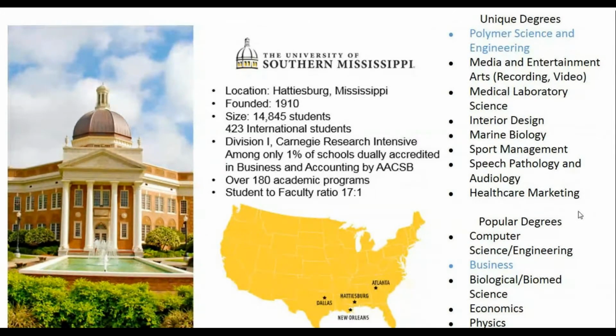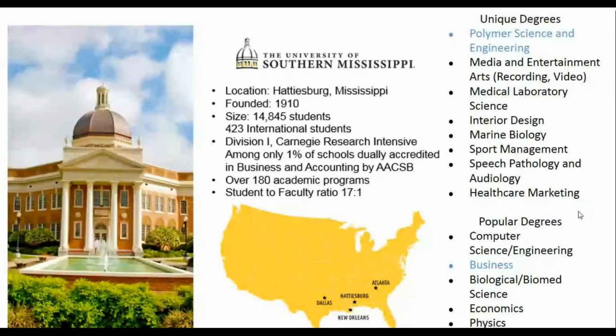So I'm going to talk about our university and give you some information about our institution. We have two campuses. The main campus is located in Hattiesburg, Mississippi. We were founded in 1910 as a teachers college. Petra, is that correct? Yeah, we were a teachers college, so education was a strong focus, and it's still very strong. So we are a mid-sized university.